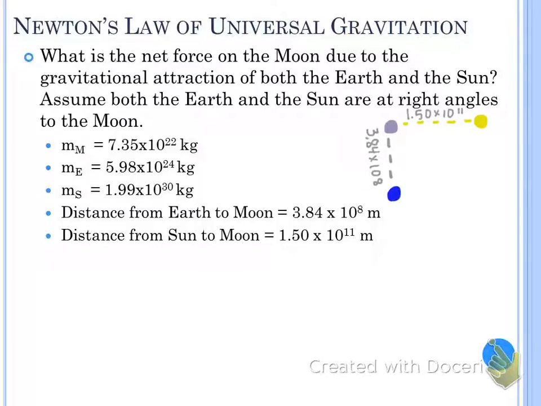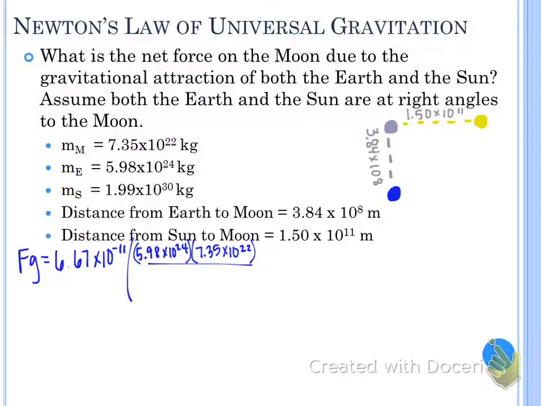I'm going to put this one in blue so we know that we're working with the earth. Gravitational force, G, mass of the earth times the mass of the moon. It is a negative 11, I'm sorry. Don't forget to square that radius.